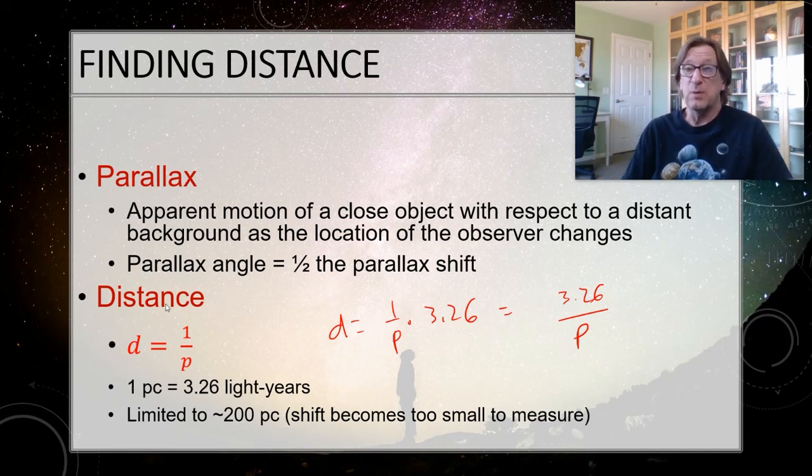If I want it in parsecs, I'm done. If I want it in light years, I'll multiply by 3.26. It's easy. And then you're ready to go. Then the last thing we want to say is we're limited to about 200 parsecs because after that, the shift is just too small to measure.